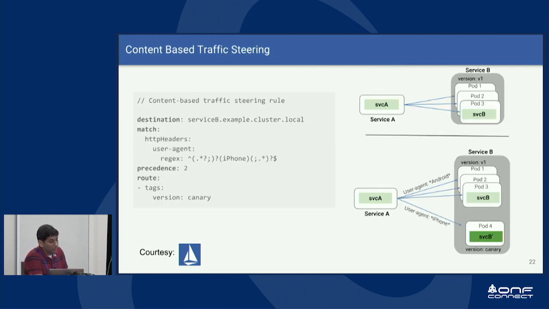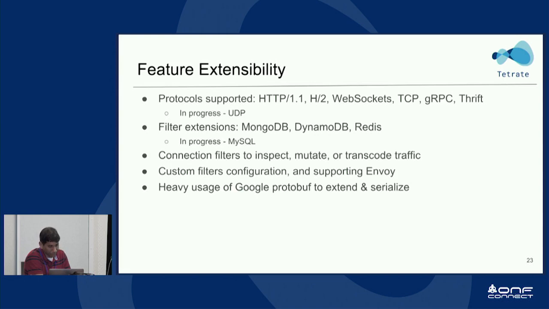You can also do content-based routing. For instance, you can send certain parts of the traffic to matching user agents, as in this case. These kinds of things allow you to do canary support fairly easily, and that's a very desired requirement for edge computing. As for protocols supported, Envoy supports HTTP 1 and 2, WebSockets and gRPC. UDP is in progress, and MySQL is also in progress. There are many more filters and protocols that can be added in the future, which makes it an ideal edge computing proxy.